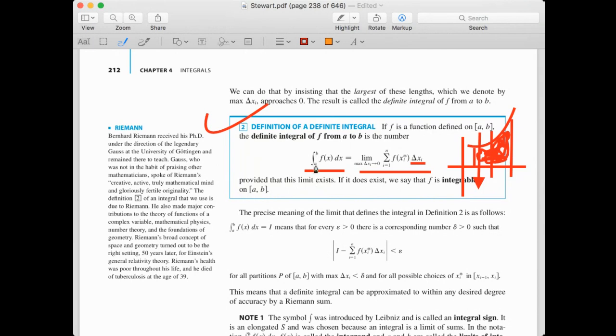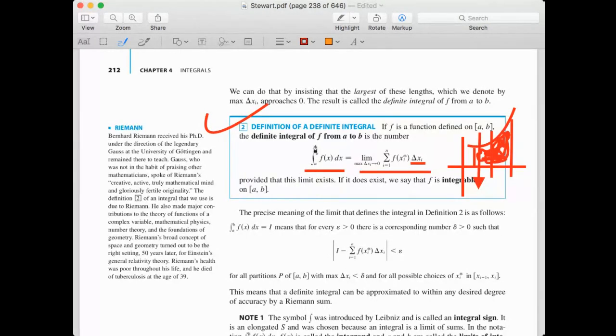Then from a to b: a we call the lower limit, and b we call the upper limit. So it is the integral with lower limit a and upper limit b of f of x dx. You see, we change delta x_i into dx. So dx and the integral sign are a pair. We cannot write one without the other.